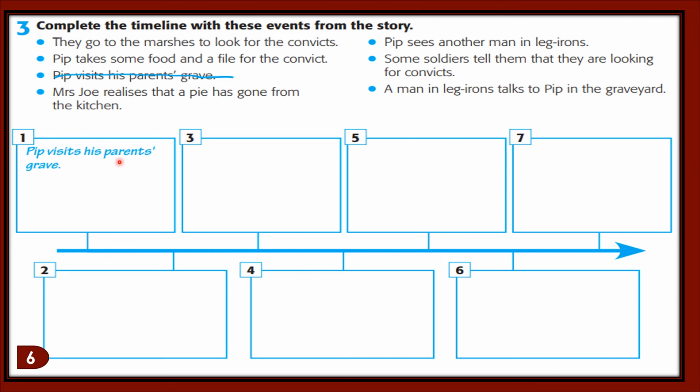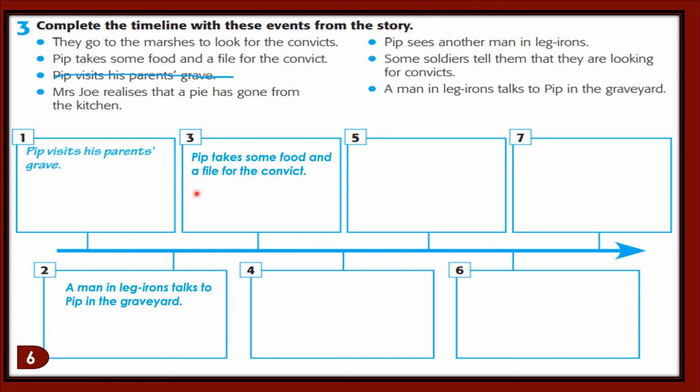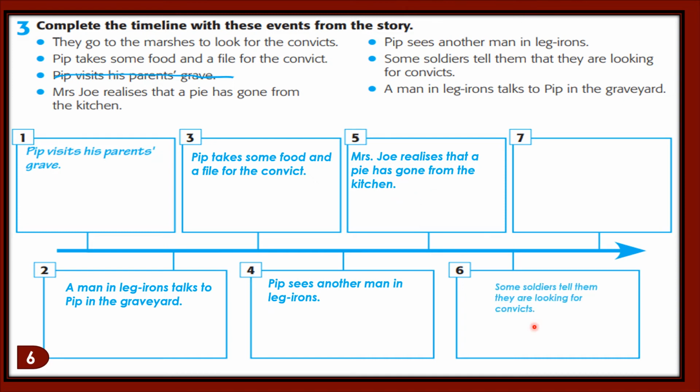This one, Pip visits his parents' grave. So number two is a man in leg irons talks to Pip in the graveyard. Number three, Pip takes some food and a file for the convict. Number four, Pip sees another man in leg irons. Number five, Mrs. Joe realizes that a pie has gone from the kitchen. Number six, some soldiers tell them they're looking for convicts. Number seven, they go to the marshes to look for the convicts.